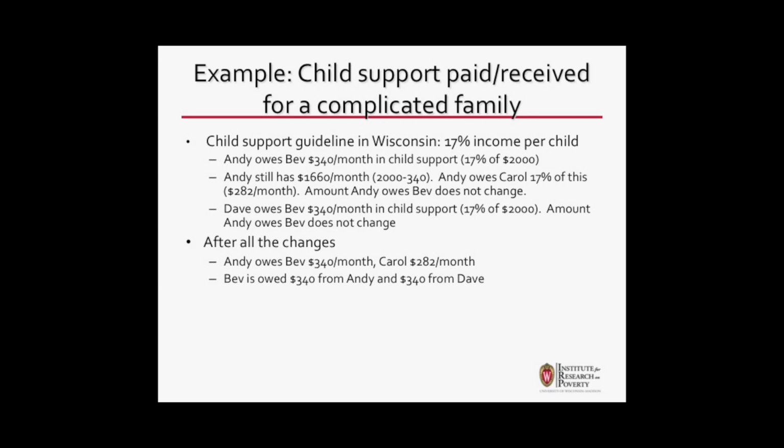So here's what is at the end of the day. Andy owes Bev the $340, he owes Carol less than that. Because she came in second, right? And he was already paying for the first kid. If Andy continues to have children with other women, is that just how it keeps going? Keeps going like that, that's right. So now Andy owes Elaine, is that what we're up to? So then he owes Elaine, we take 2,000, we subtract 340, we subtract 282, and then we take 17% of the remainder. And we just keep doing that, right?